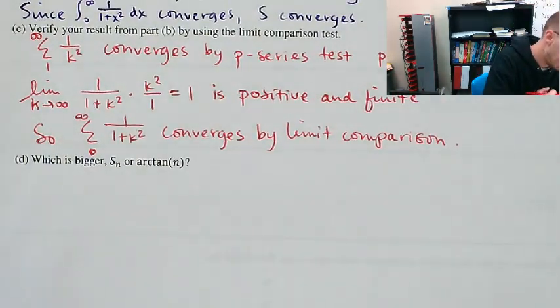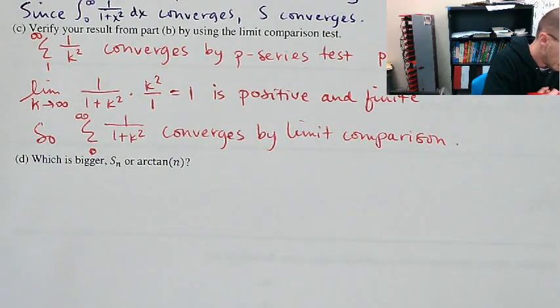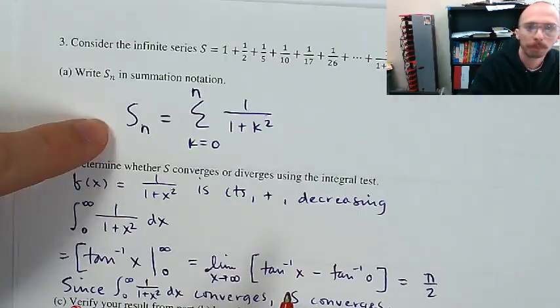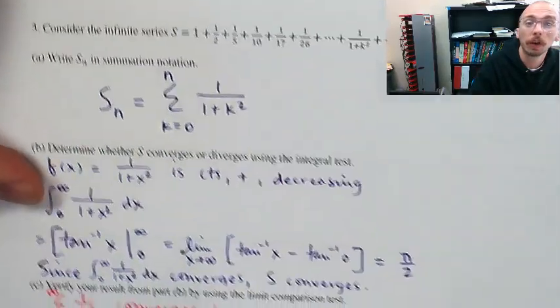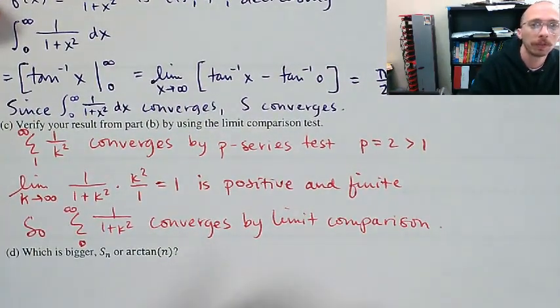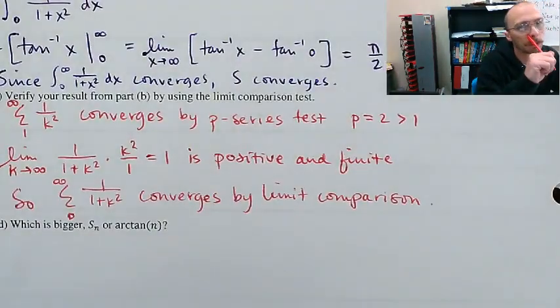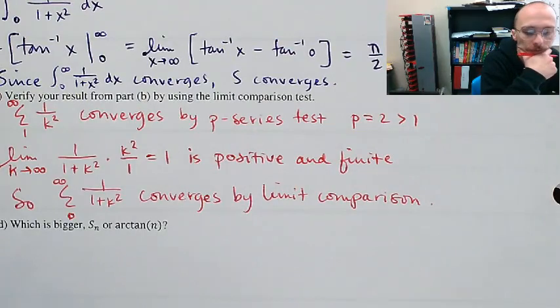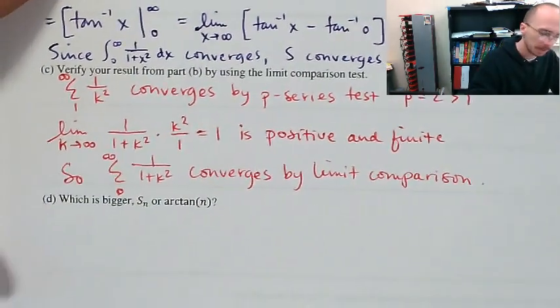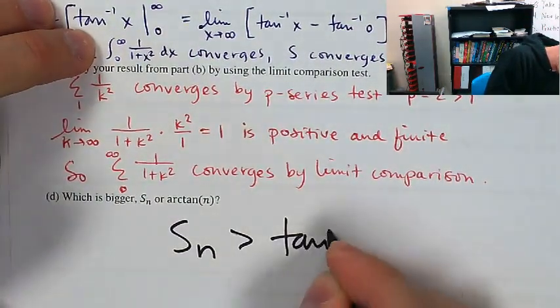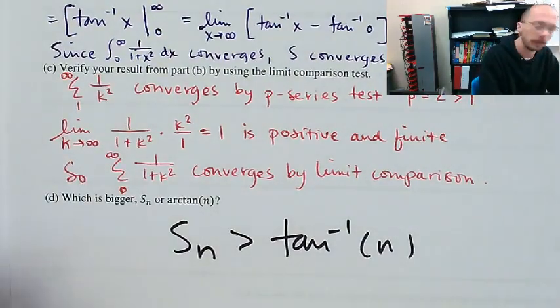Which is bigger, Sn or arctangent of n? All right, the nth partial sum is something that I could compare to the integral from 0 to n of 1 over 1 plus x squared. Okay, and I told you that the series is bigger. I told you that in the lesson. Like when we're doing the integral test, we're comparing the integral to the convergent series. If the integral converges, the series also converges, but we know that the series is bigger. So I know that means that Sn is greater than inverse tangent of n, because the series is bigger.